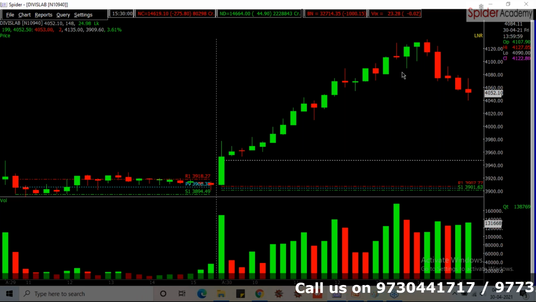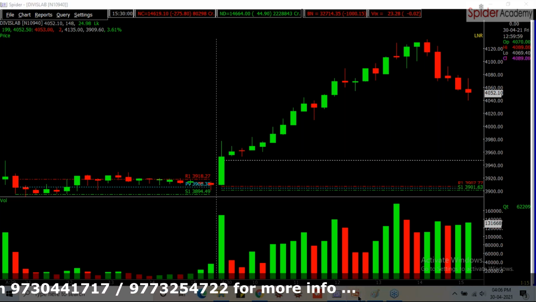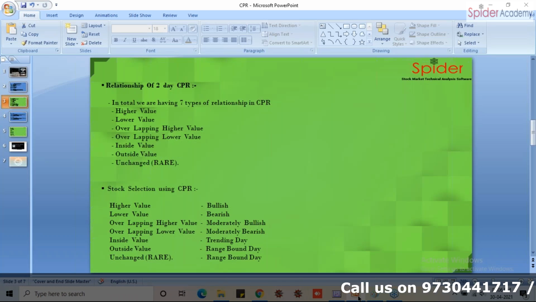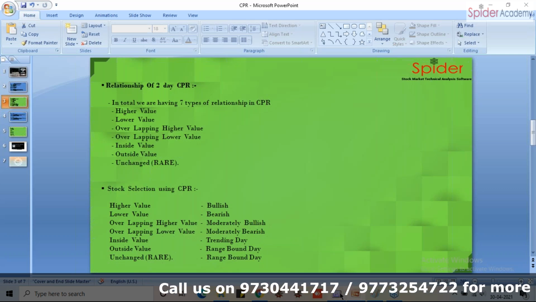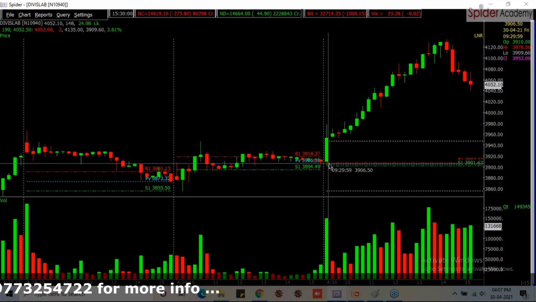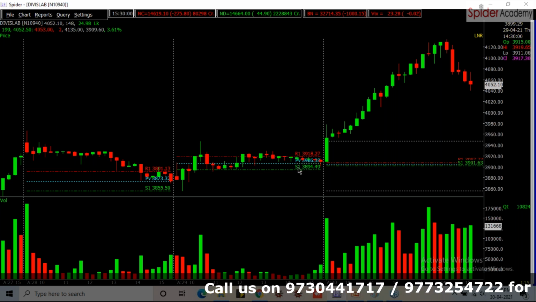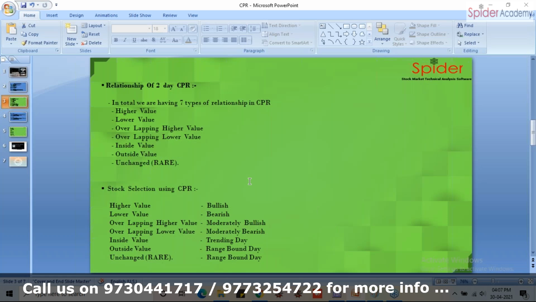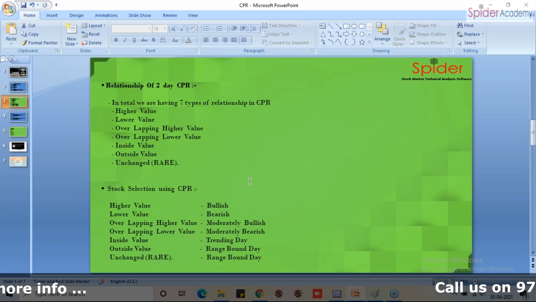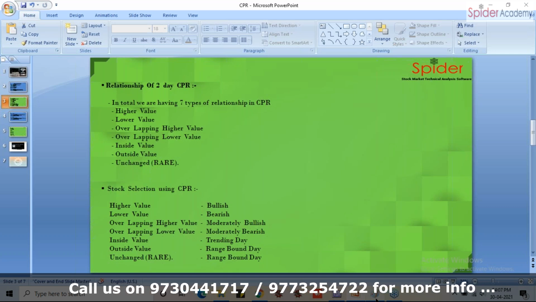Now we will explore the two-day relationship of CPR. What do I mean by that? The two-day relationship of CPR means we will compare today's CPR with yesterday's CPR. I would like to show you on the chart. We will compare today's CPR when the market starts with the previous day's CPR levels. In all, there are 7 types of relationship for this two-day relationship of CPR. We will explore each and every relationship in detail, so for that reason I move to the next slide.